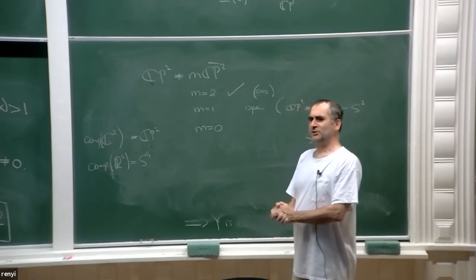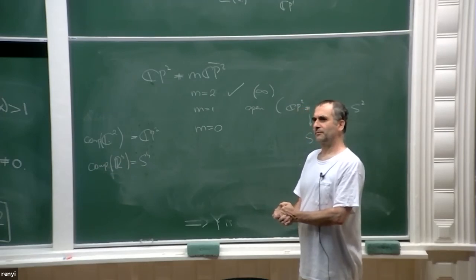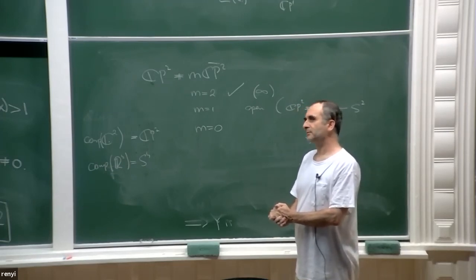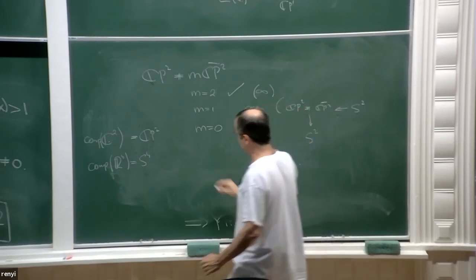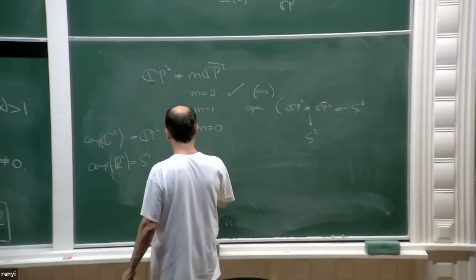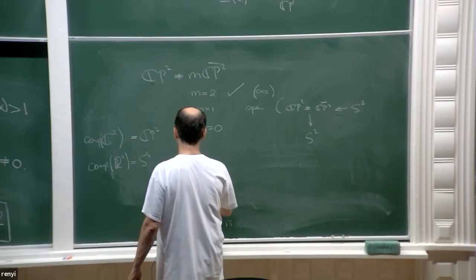Any other questions? How about when n is 3? n is 3. So now you got me. So this is 3 CP2.